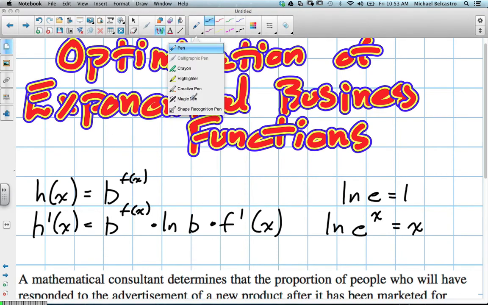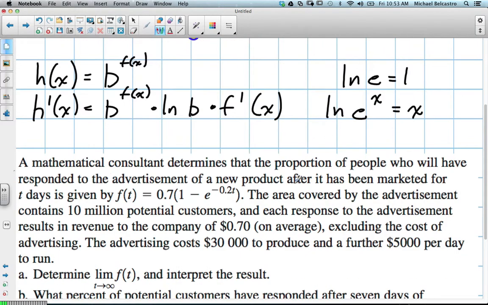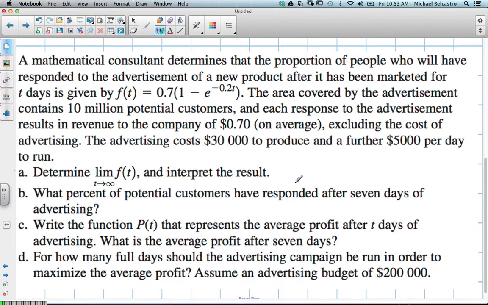Okay, we're going to go over optimization of exponential, and I just threw the word business functions, but it's essentially exponential functions. This one's dealing with revenue, profit, and cost, all involved in this. So, very large question. Let's try to read it and then go through the questions.